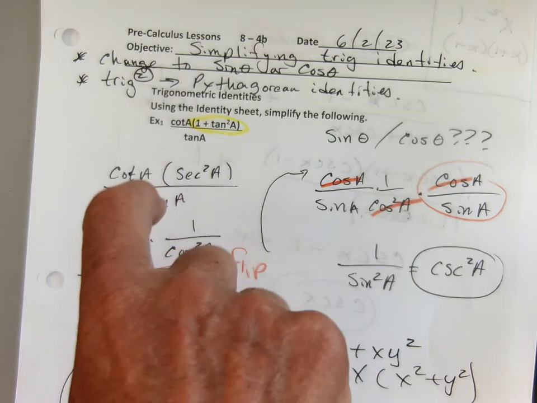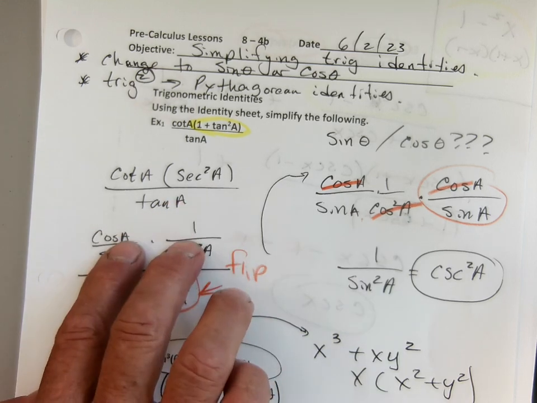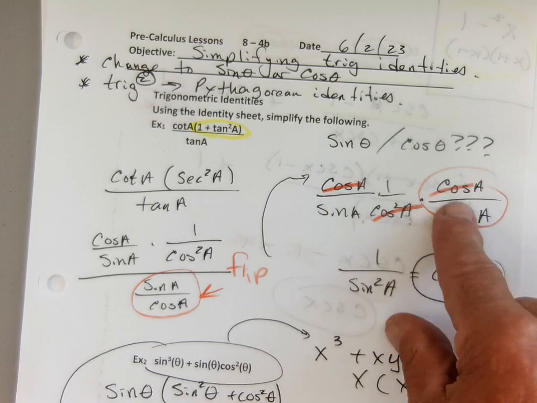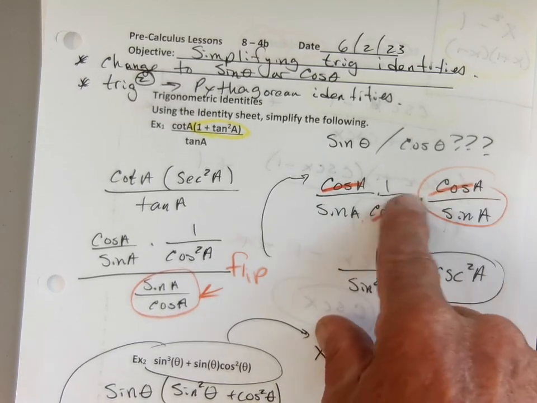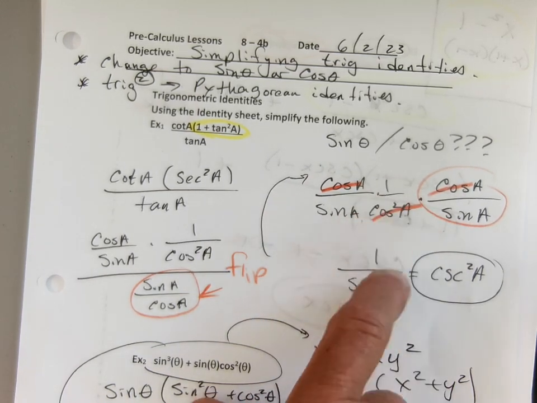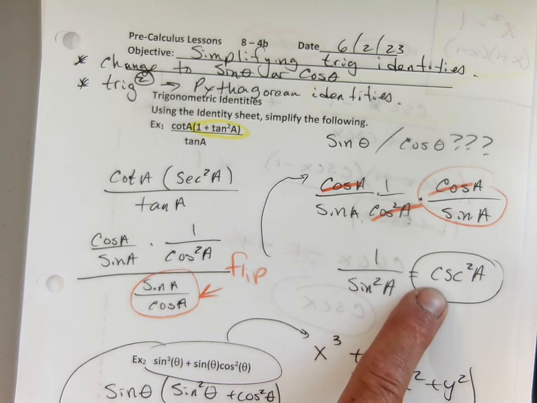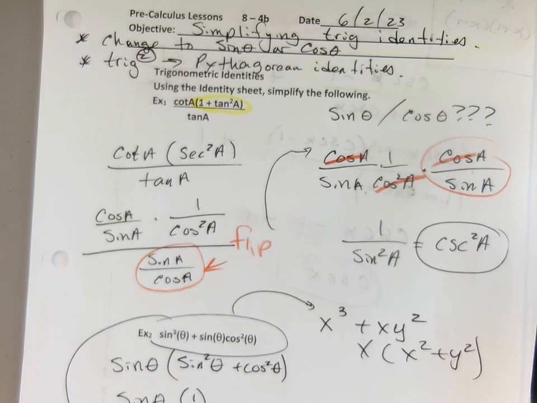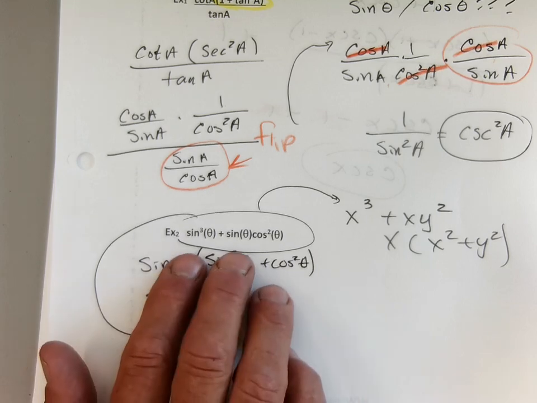Now it looks worse, like I did much worse. I changed everything to sines and cosines, but I got a fraction divided by a fraction, so I flipped the second fraction. So this sine over cosine flips to cosine over sine, and lo and behold, I get some cancellation of cosines, and I'm left with just a 1 on top and a sine times a sine squared. That can be a cosecant squared, because 1 over sine is a cosecant. That simplifies.